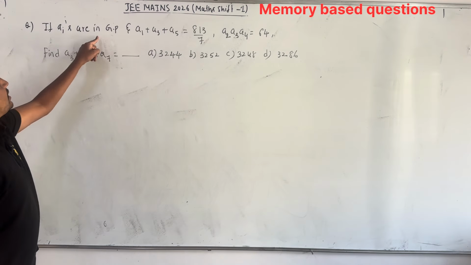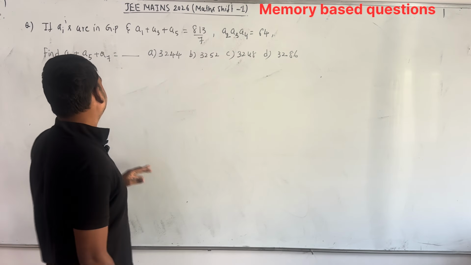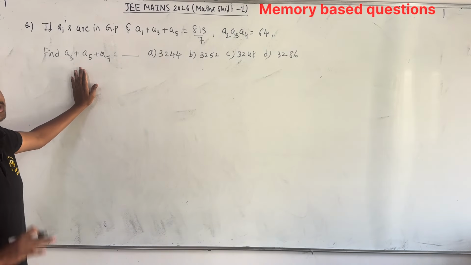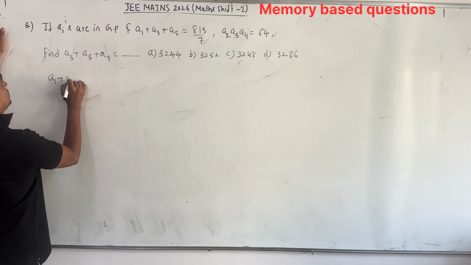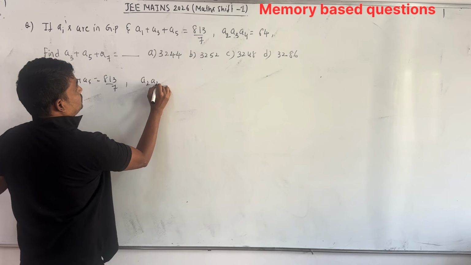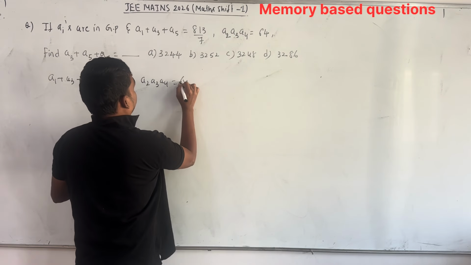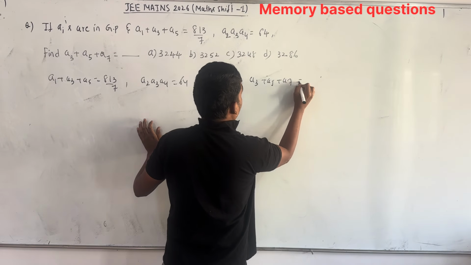Next question: if the A's are in GP and A1 plus A3 plus A5 equal 813 by 7, A2 A3 A4 equal 64, find the value of A3 plus A5 plus A7. So let's write down the given data: A1 plus A3 plus A5 equal to 813 by 7, comma, A2 A3 A4 equal to 64, and they are asking us to find the A3 plus A5 plus A7. So how can we get this?